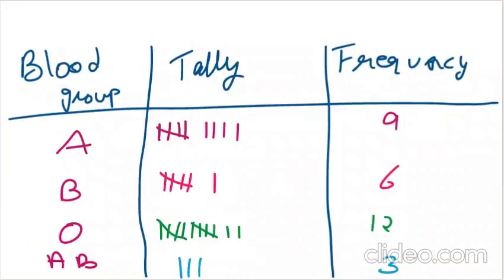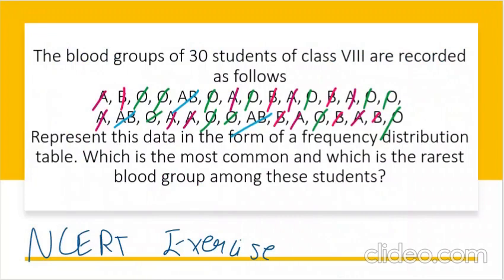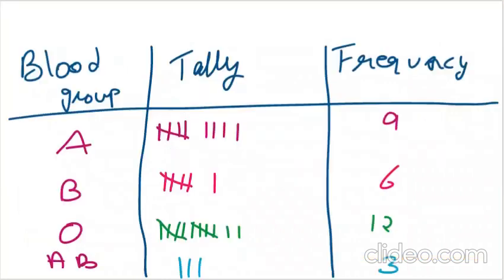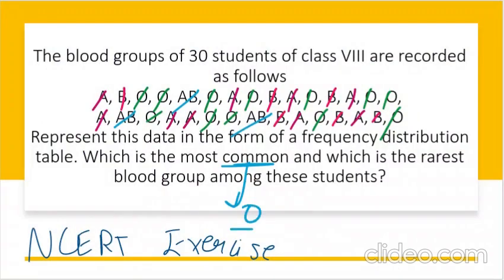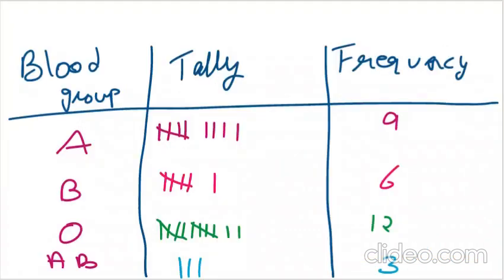Now the question was which is the most common one. Common means the one that occurs most often. So blood group O is the most common because most students have O. And the rarest one is AB because only 3 have that. So this becomes your frequency distribution.